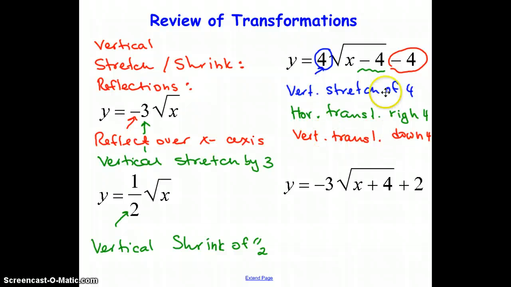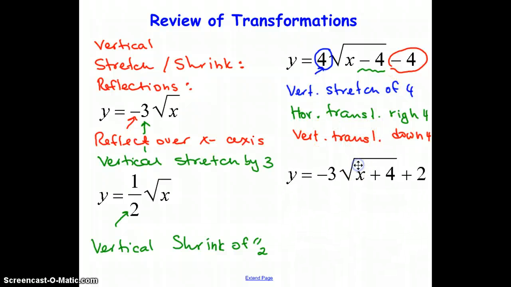Our last example, we have 4 things going on here. And when I say 4 things, I'm talking about when compared to the very basic parent graph. So if you were to take y equals square root of x, what's happening to this? And we have a negative here. So I'm going to address that first. So the negative is going to make us reflect over the x-axis.